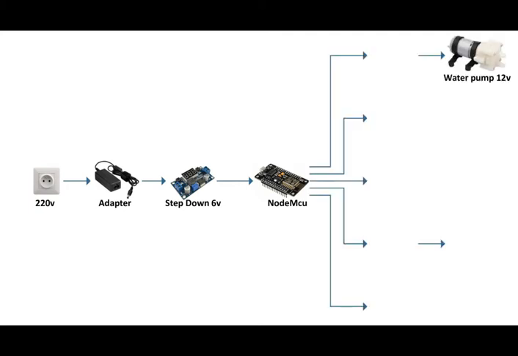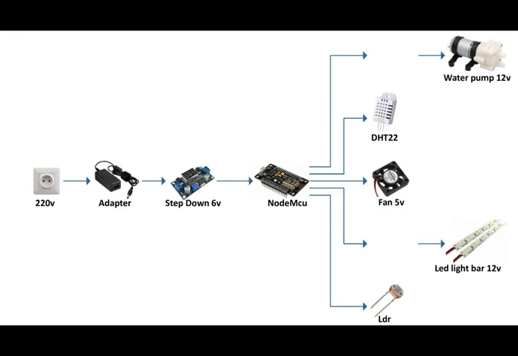It can control the other electronic components. It can control the water pump to water the plant. It can control the DHT22 sensor to know the actual temperature and humidity of the place. It can control the fan to cool off the place in case of heat. It can control the LED light bar to generate artificial light for the plant. It can control the LDR sensor to know if we are in a sunny place or not. The microcontroller is going to need two relays to control the water pump and the LED light bar.